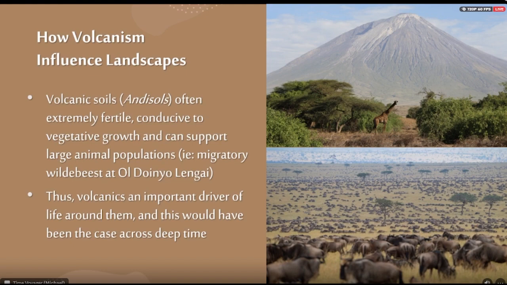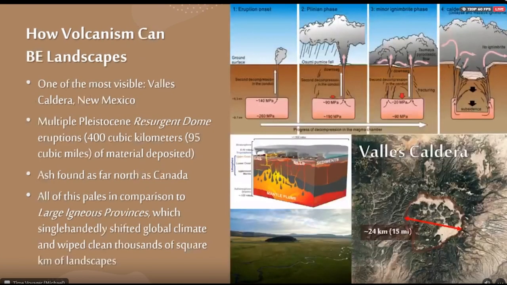And it allows them, with all of this vegetative growth, to really take advantage of all of that vegetation as they move through. And so volcanoes are a really important driver of life around them, and this would have been the case throughout deep time. So, things to think about as you're thinking about volcanoes in deep time: they're not only a destructive force. However, they are volcanoes, so they are destructive, and they can not only be locally destructive, they can also reshape whole landscapes. Some volcanoes get massive.